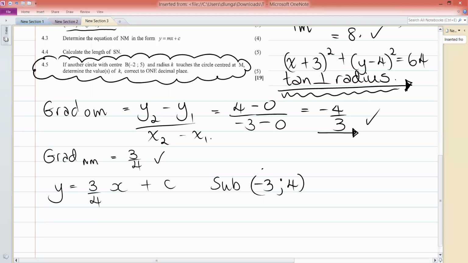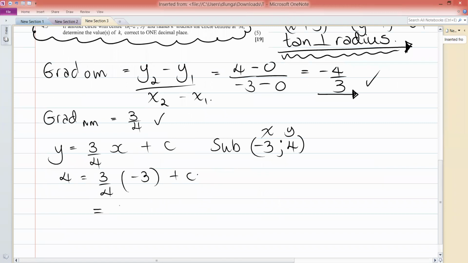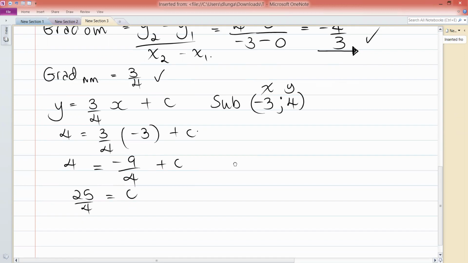Okay. So that's your x, that's your y. So 4 equals 3/4, your x is -3 plus c. Okay. Right, -9/4. So your c value ends up as what? What's your c value here? I get 25/4. Okay. What do you guys get?